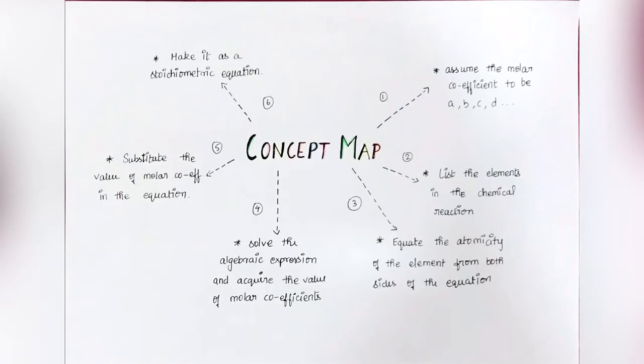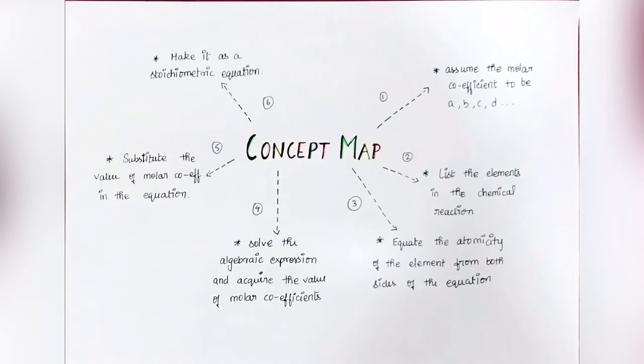And the first step would be assuming the molar coefficients to be A, B, C, D and so on. So we all know that the molar coefficient is the basic step for balancing a chemical reaction. And for an unbalanced reaction, we don't know the molar coefficients of the compounds, and so we put variables in place of the molar coefficients.